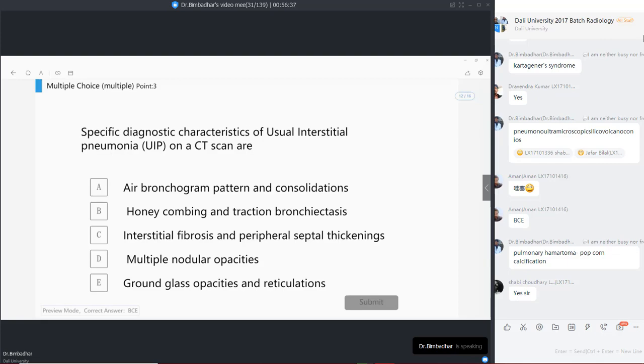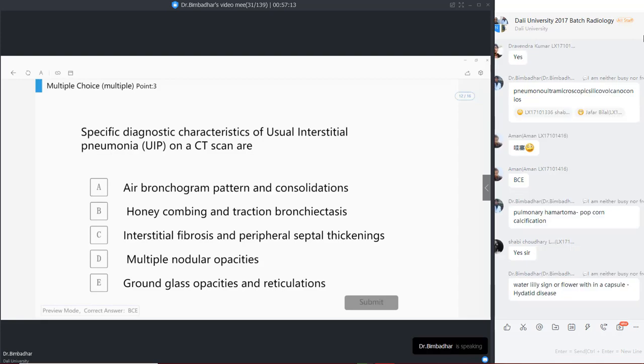Well, maybe for Indian students, I can tell you another classical example here. With the capsule, let us say it is the water lily sign or flower sign, a flower within a capsule. Okay, flower within a capsule is a characteristic feature of... okay, remember this one as well. This is a very characteristic feature, but I did not add this information because it may not be necessary for you in the theory. But for competitive examination purposes, you have to remember this one.